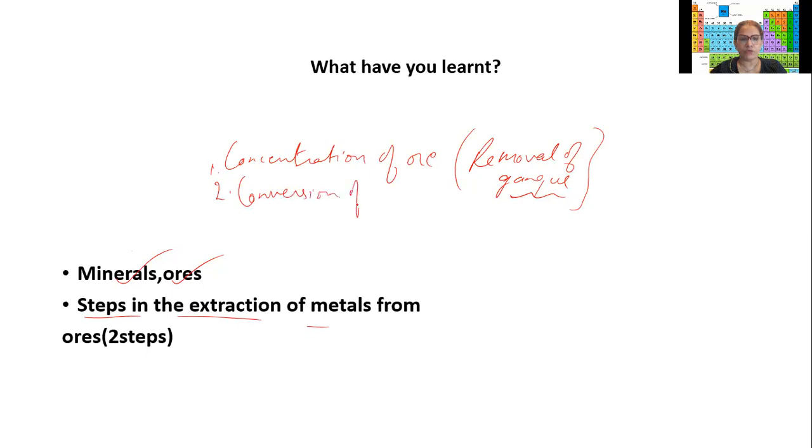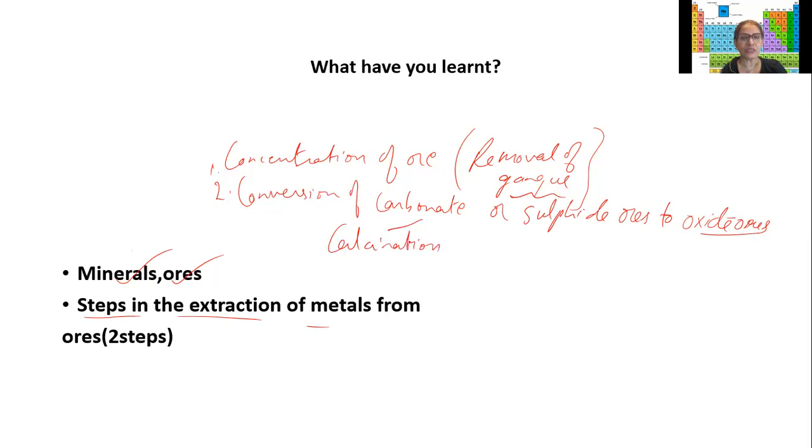Then the second step was conversion of carbonate or sulfide ores to oxide ores. Oxide, why? Because it is easy to get the metal from the oxide ores. Now, if it is a carbonate ore, calcination is done. Calcination is heating the ore in limited amount of air to get the oxide ore. Then for sulfide ore, we use the process of roasting.